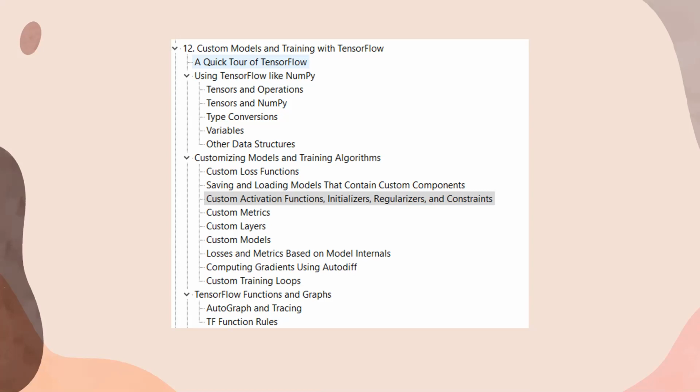And we'll also later be customizing models. We're going to be doing custom loss functions, activation functions, metrics, layers, models. And very briefly at the end, I will talk a little bit about TensorFlow functions and graphs, and their autograph and tracing, and some of the rules that you have to follow to use those TensorFlow functions and graphs.